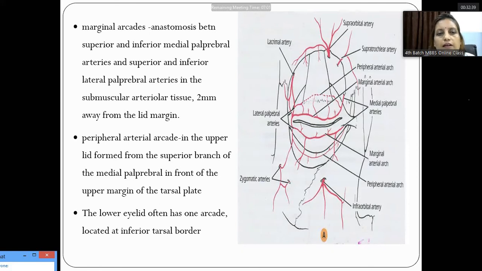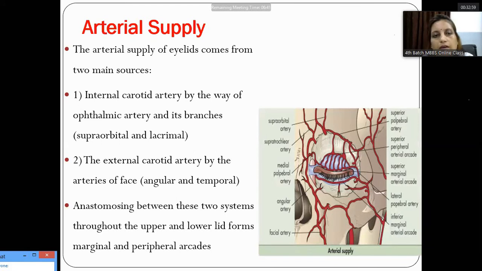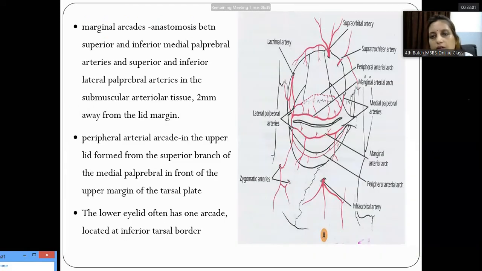So the peripheral arterial arcade in the upper lid forms the superior branch of the medial palpebral artery, lying in front of the upper margin of the tarsal plate, and the lower eyelid often has one arcade located at the inferior tarsal border. This figure and the arterial supply are sometimes important for your theory part also. In practicals, they will frequently ask these questions.